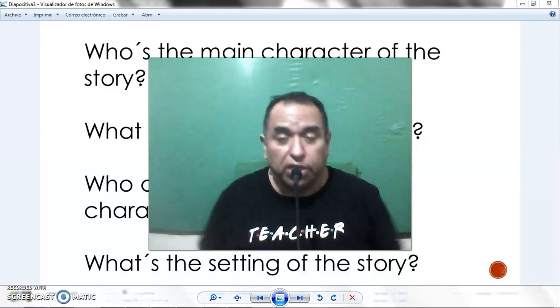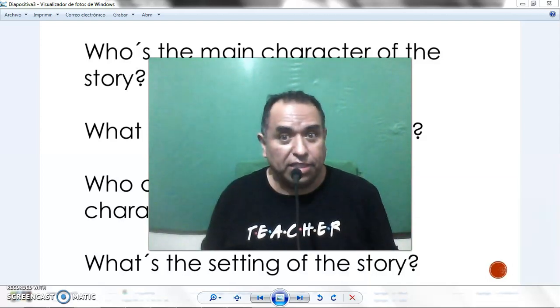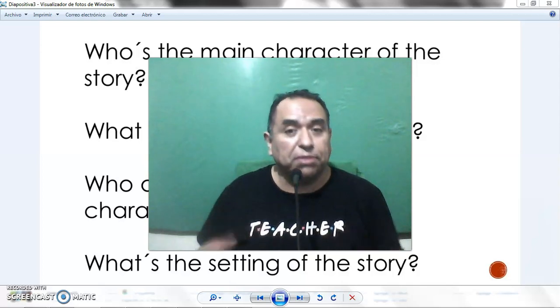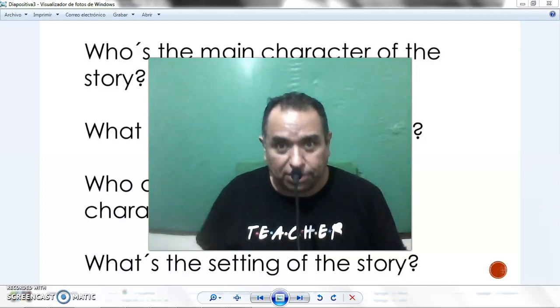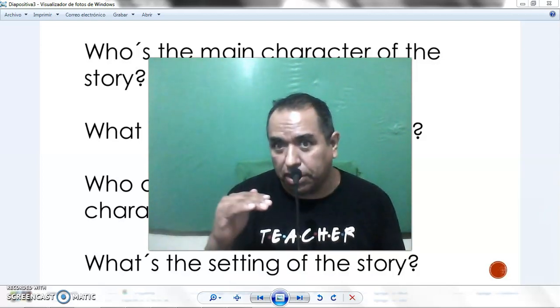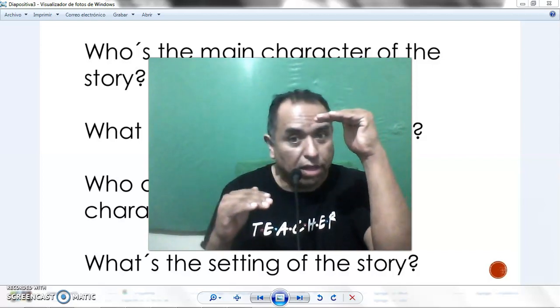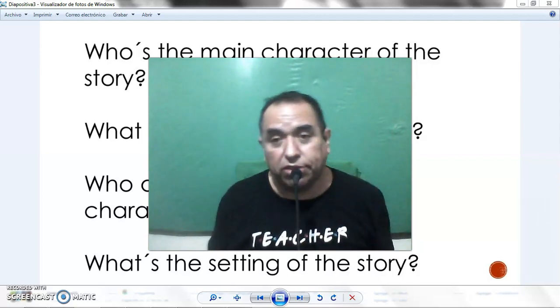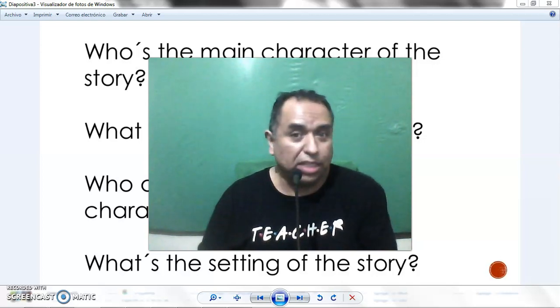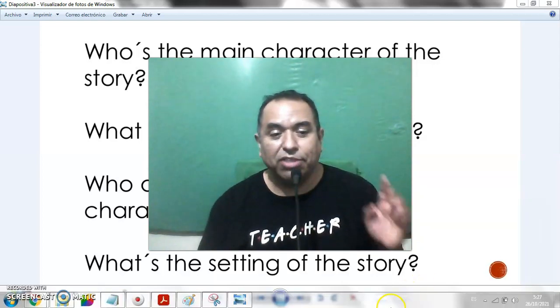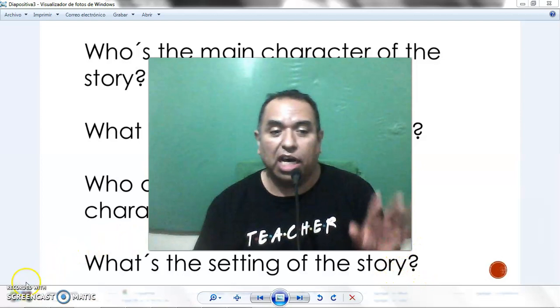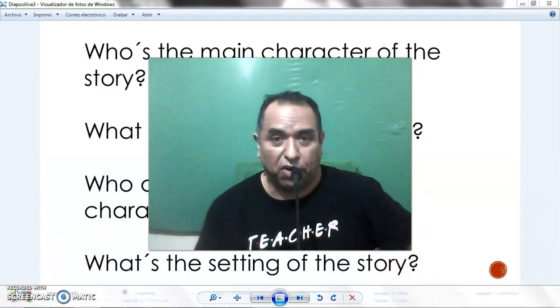And talking about supporting characters, we are going to find family members that are supporting characters. For example, in Cinderella, en Cenicienta, she has stepsisters. Ella tiene hermanastras. Those are supporting characters. The main character is Cinderella. And the supporting characters are stepsisters, las hermanastras. And that's the reason we have this kind of structure in a fantasy story.